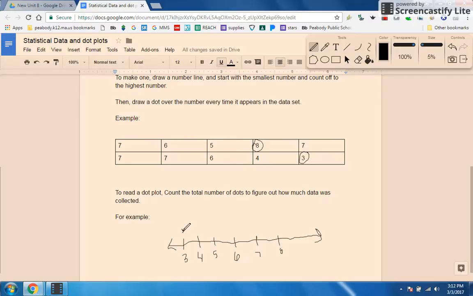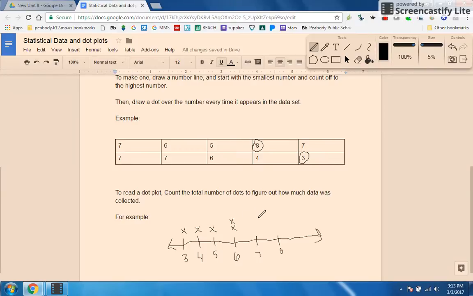So I use X's. I like X's better. So even though it's called a dot plot, you usually use X's. Then we want to count 4s. There's only 1 4, so I'll put 1 X over it. 5s, there's only 1 5. 6, there are 2 of them. So what happens is you stack them. So 2 X's.